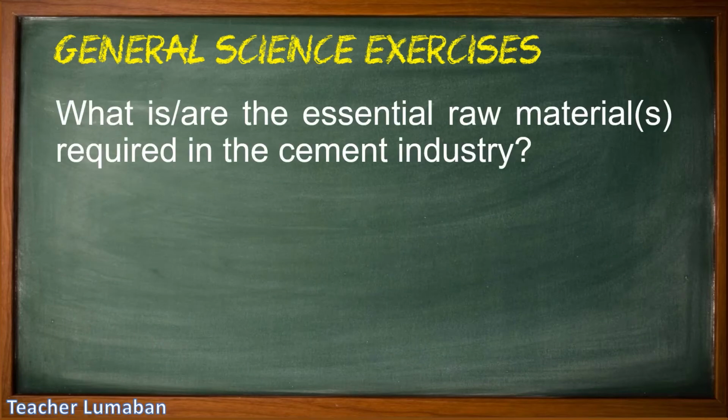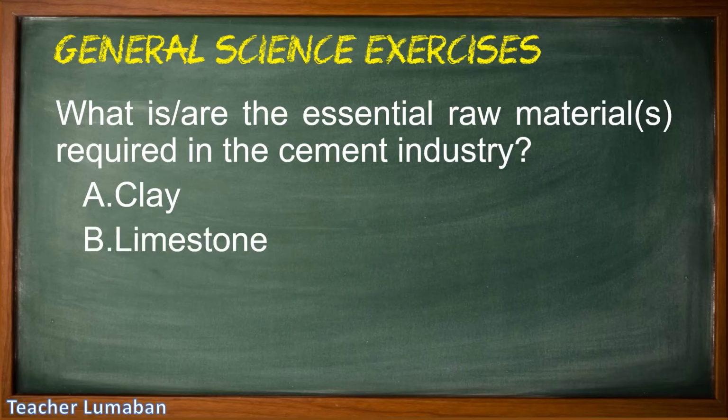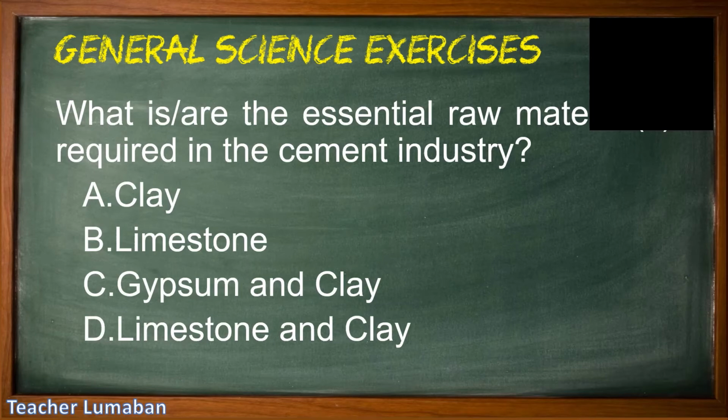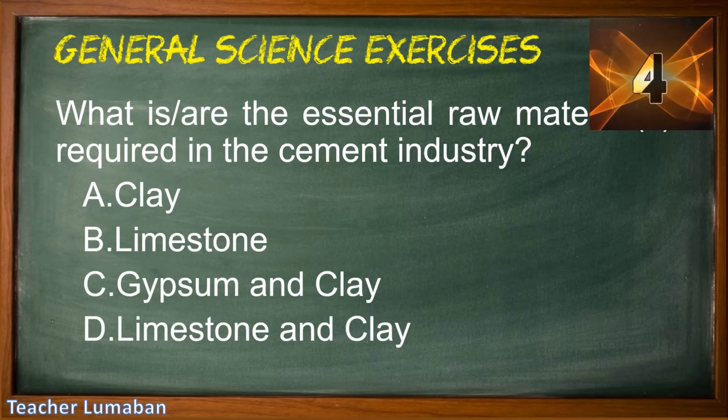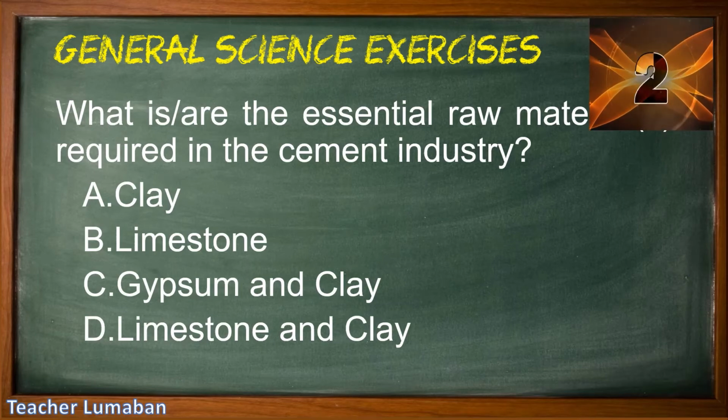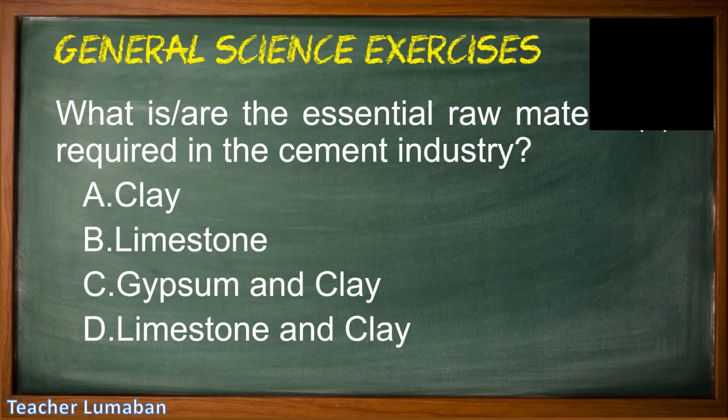What is/are the essential raw material/s required in the cement industry? Letter A, Clay. Letter B, Limestone. Letter C, Gypsum and clay. Letter D, Limestone and clay. Please choose the suitable answer to the following choices in 5 seconds.